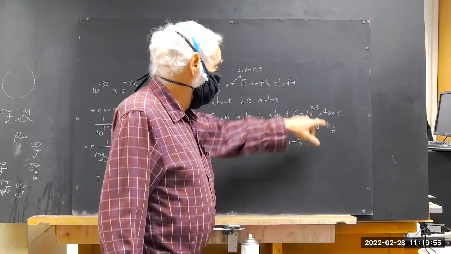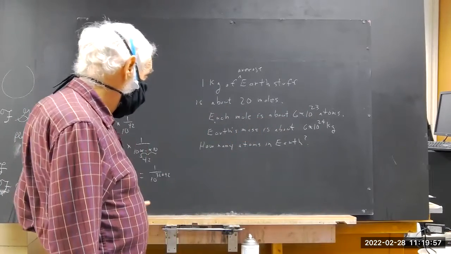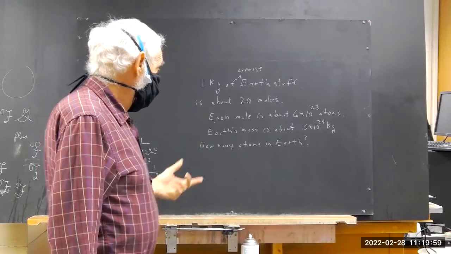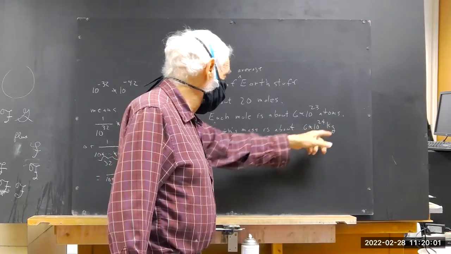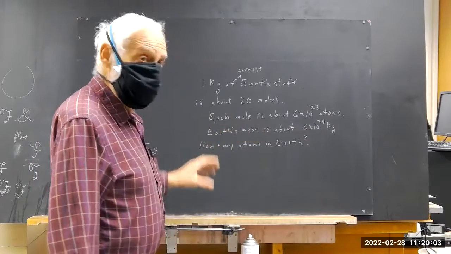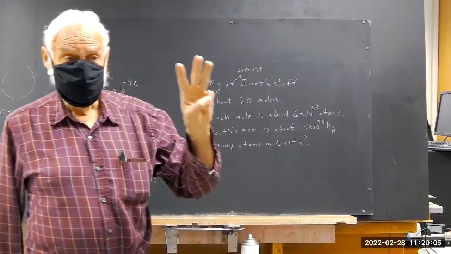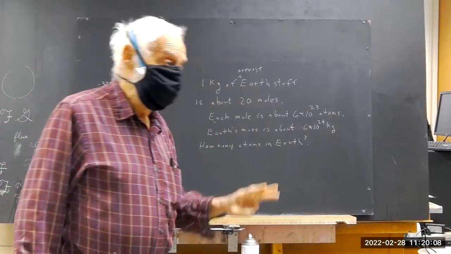There's 6 times 10 to the 23rd atoms in every mole. And there's 6 times 10 to the 24th kilograms of mass in the earth. Okay, that's 3 things, right? So what are we going to do with those 3 things?